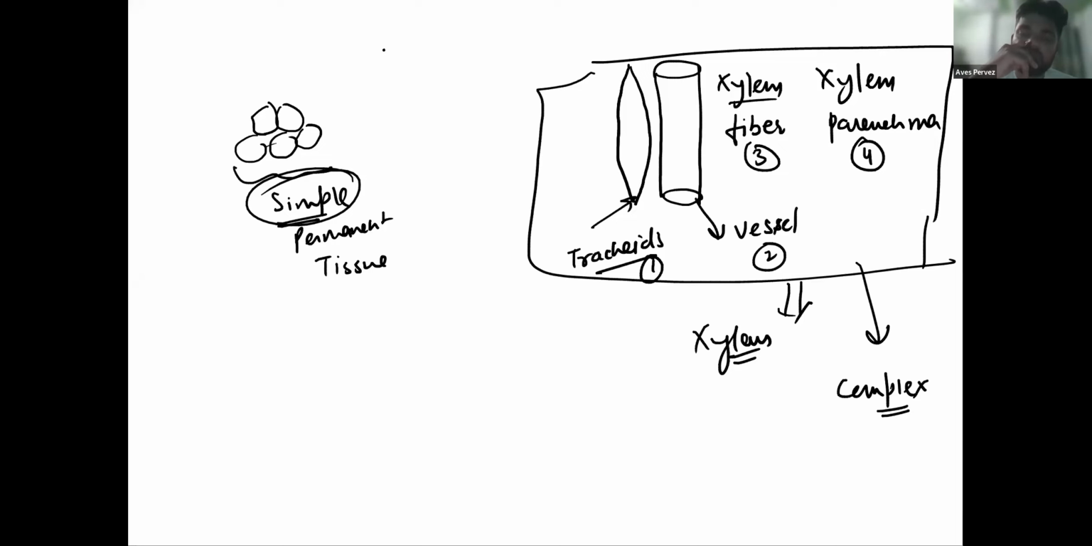Got it? Avni, you got it? Yes, sir. Got it. Aris, you got it? Rumaisa, Amal. Yes, sir. Got it. Okay. So tell me, what is the difference between simple permanent tissue and complex permanent tissue?